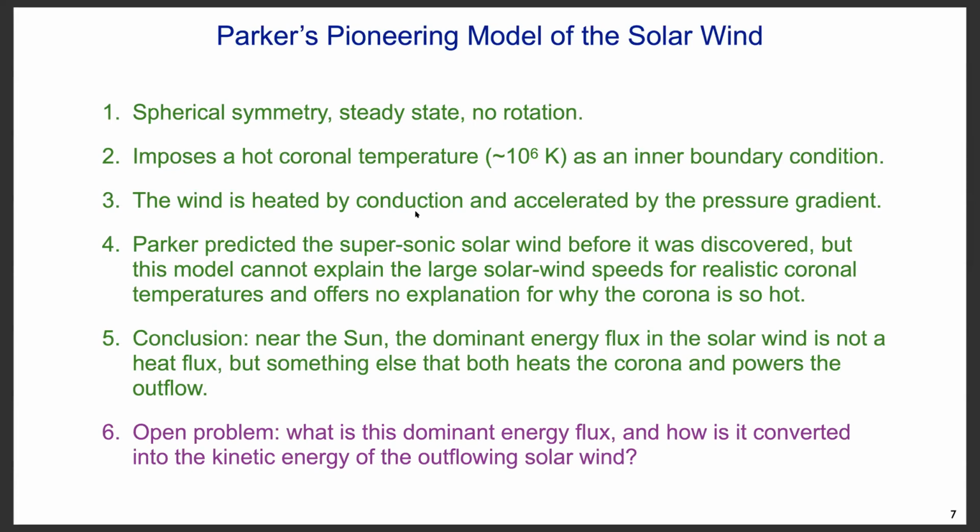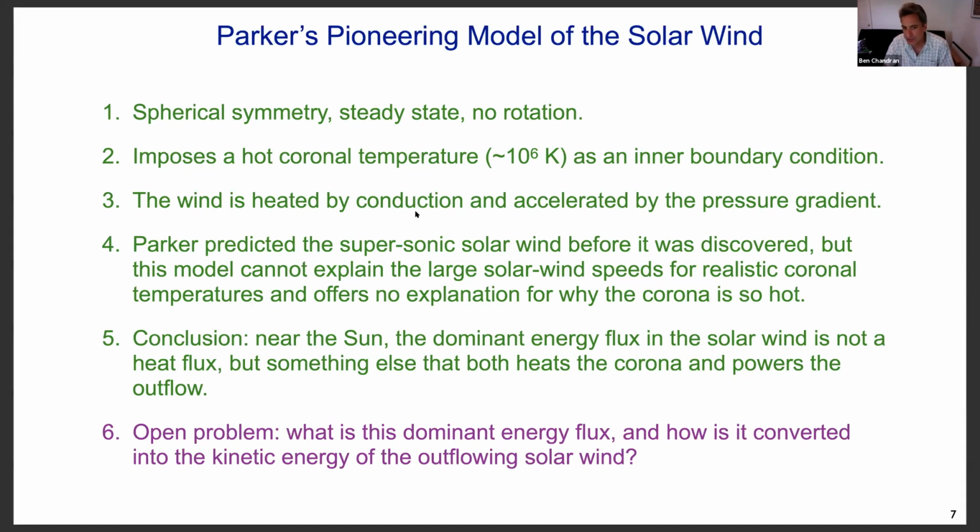They neglected the rotation of the sun, which doesn't play a big role in generating the solar wind. Also, these models imposed a hot coronal temperature as an inner boundary condition, on the order of the 10 to the 6 Kelvin that was observed later on. The wind is heated by conduction in these models and accelerated by the pressure gradient. And the model succeeded in explaining a supersonic wind. In fact, it predicted it before it was discovered, as I mentioned. But it also had a couple of shortcomings.